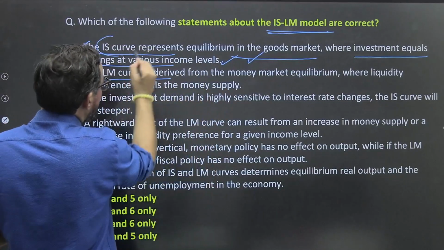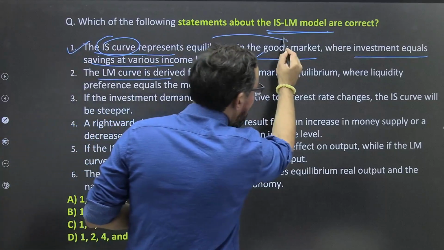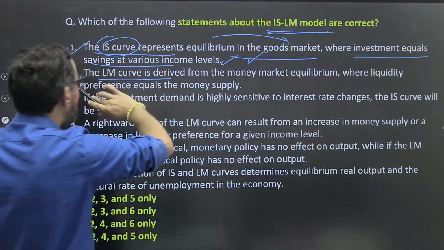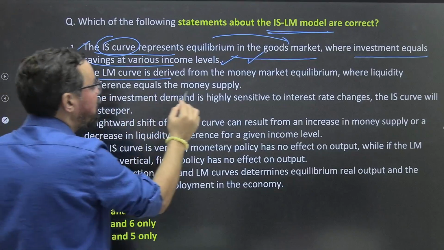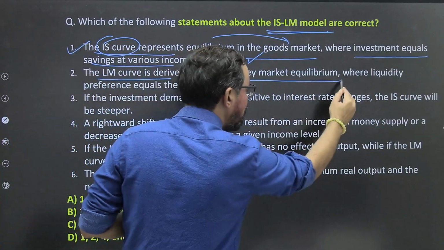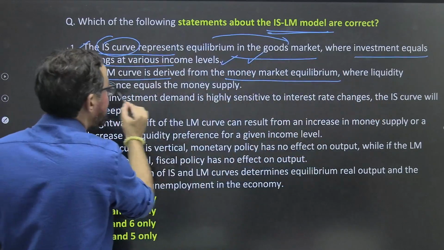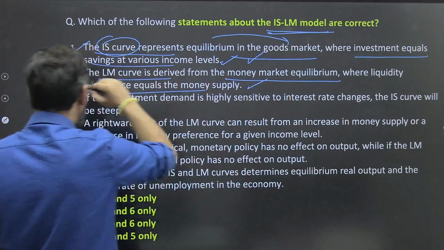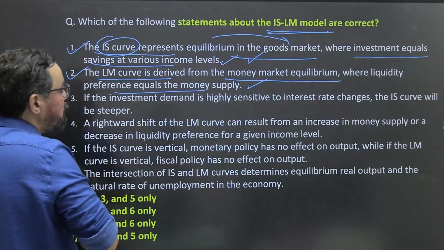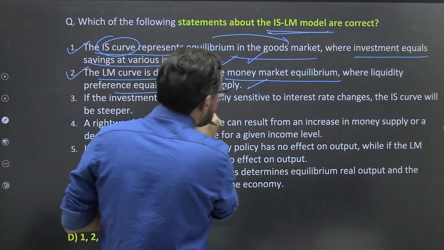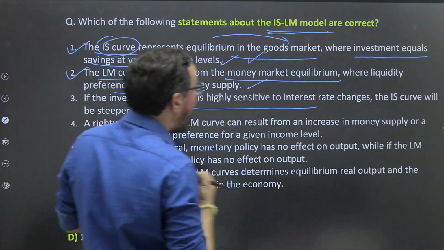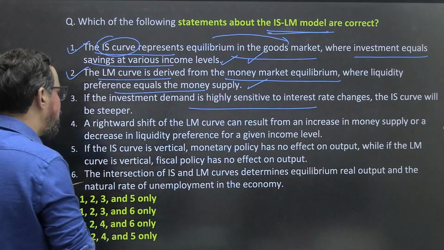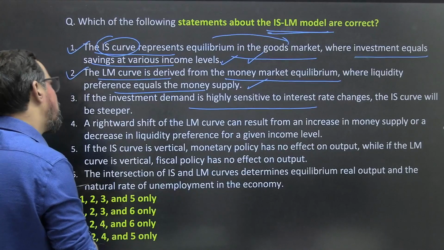The IS curve is related to your goods market, where investment equals savings at various income levels. The LM curve is derived from money market equilibrium, where liquidity preference equals money supply. 100% true. If the investment demand is highly sensitive to interest rate changes, the IS curve will be steeper. No, the IS curve.